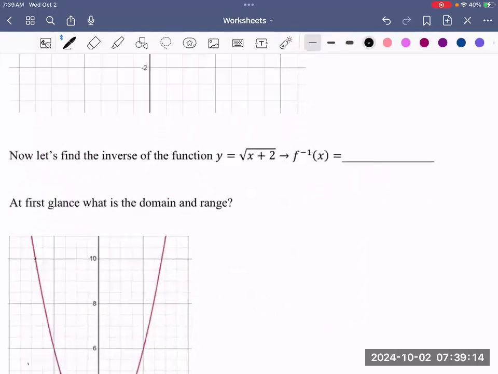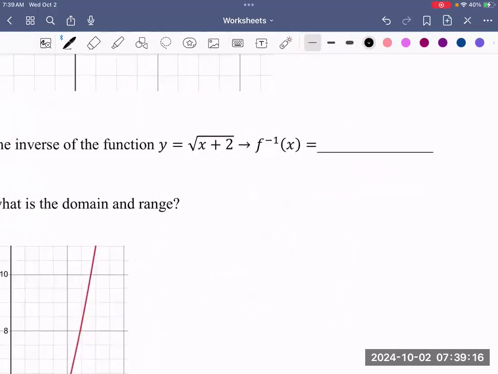Now let's go ahead and find the inverse. So y is equal to the square root of x plus 2. If you don't know how to find an inverse, please go back to 4.4 or some of those support worksheets to figure out how we get it. The first thing we do is swap x and y.